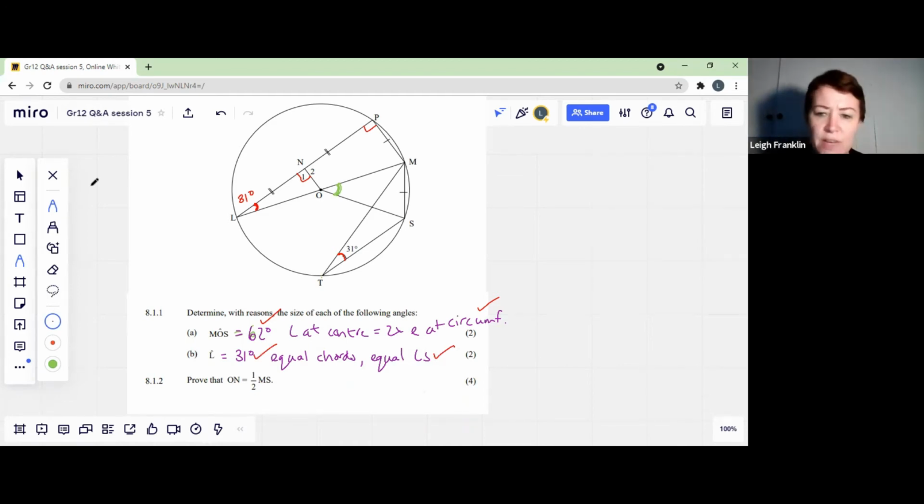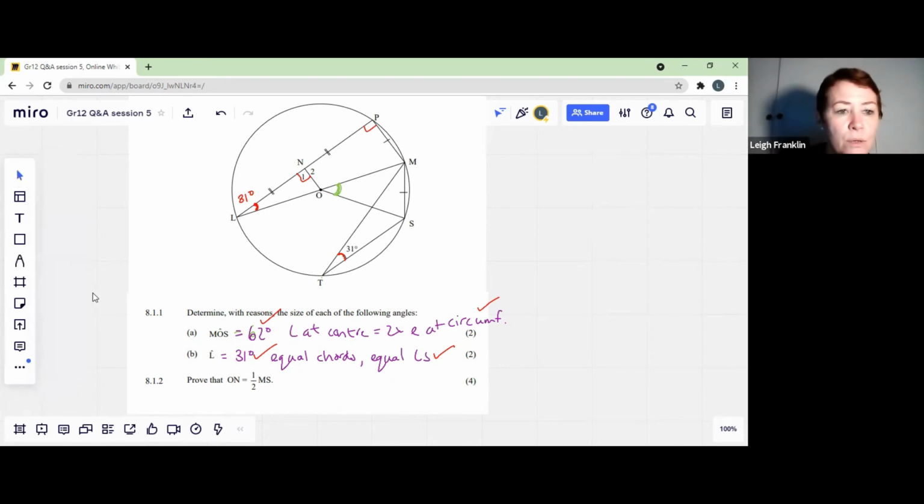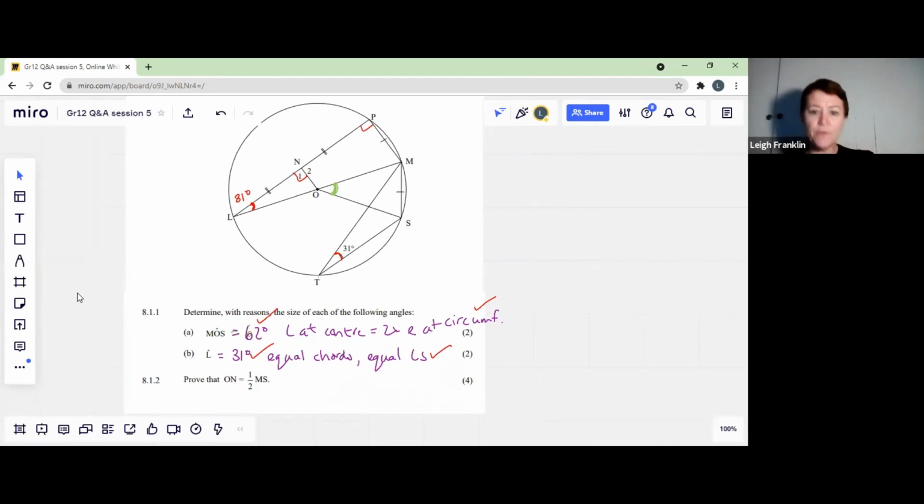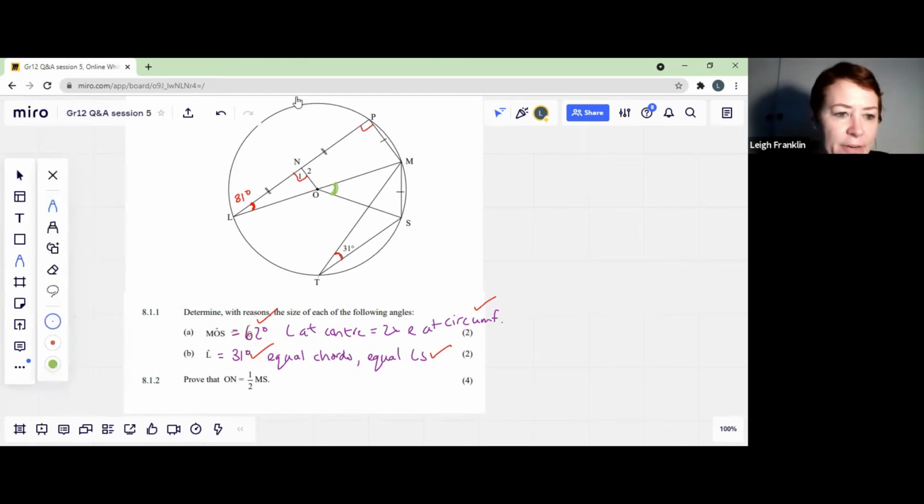Now, moving on to the next question. Is everybody happy with that? Okay, moving on to the next question, matrix. They've asked us to prove that ON is half of MS. Okay, ON is this little line over here. I don't know how well you can see the yellow. And they want us to prove that it's half of MS.